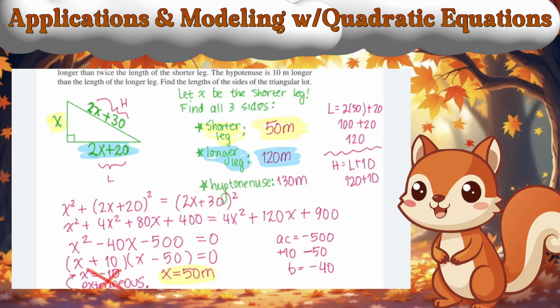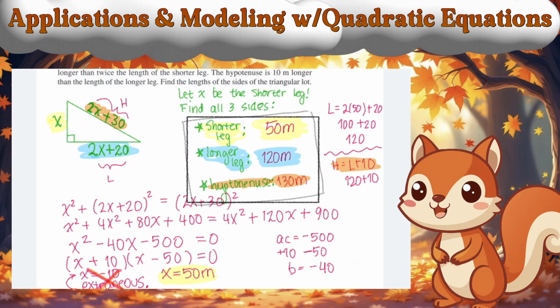And that one we crossed out was extraneous. And that right there is like the little formula we used to find our hypotenuse. And those are the dimensions of the plot of land. Okay, so 50 meters for the short leg, then 120 meters for the long leg, and 130 meters for the hypotenuse.